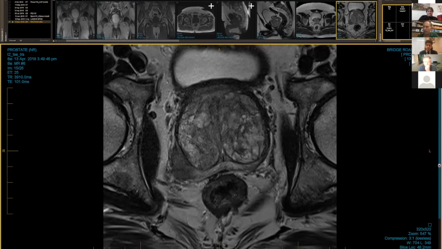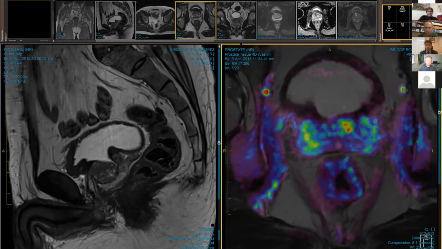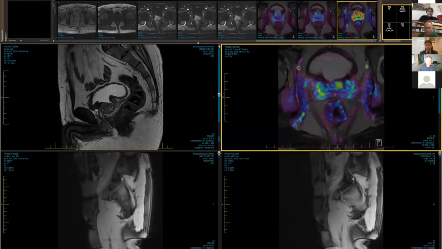Terrific. Now we do have one more case. So if people are happy to break our own rules and just quickly go through the last one, because it is a really nice way to finish off the messaging about how to read these prostate MRIs. It's not subtle, it's fairly obvious, this one, but hopefully it really drives the message home. And Richard, you've got it up already, that case four? Yeah, I'm just loading it.